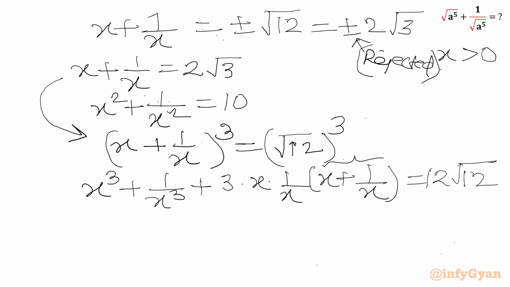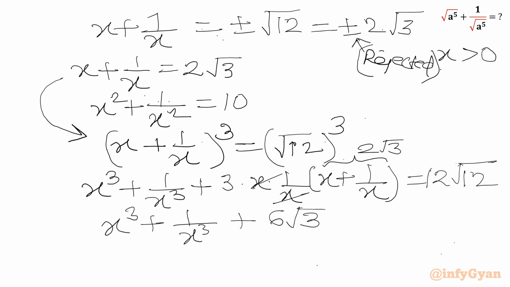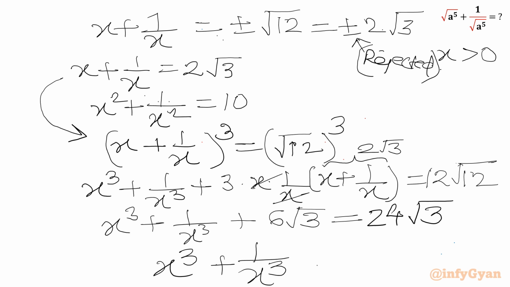Now x plus 1 over x, it is root 12 or 2 root 3. x and x will be cancelled out. So I will write x cube plus 1 over x cube plus 3 times 2, 6 root 3. And right hand side it is 12 root 3, or I can write root 12 as 2 root 3. So this will become 24 root 3. Let us subtract 6 root 3 from both sides. So x cube plus 1 over x cube will be equal to 18 times square root 3.